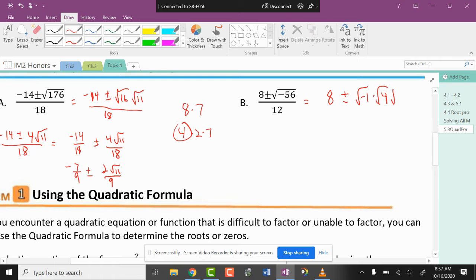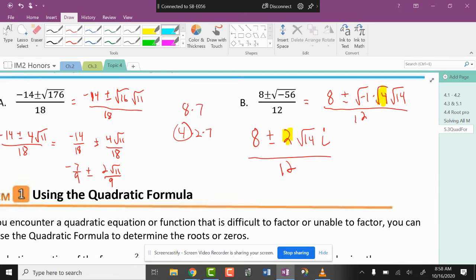If you wanted to break it all the way out, that's fine. But I think the smartest and most sensible way to make it easy is to just get the perfect square, the biggest perfect square in the product. And then you can break this down appropriately. Square root of 4 is 2. Root 14, i, over 12. And again, square root of 4 is 2. And somebody called the square root of negative 1, i, at some point.